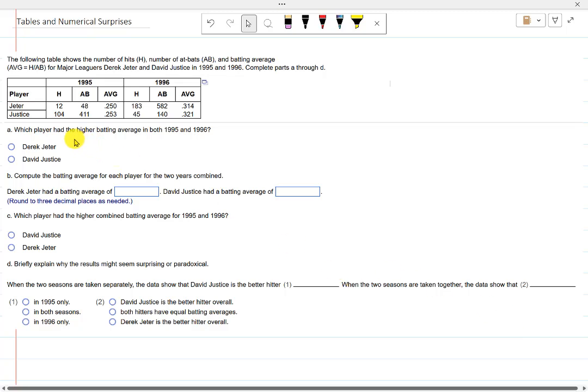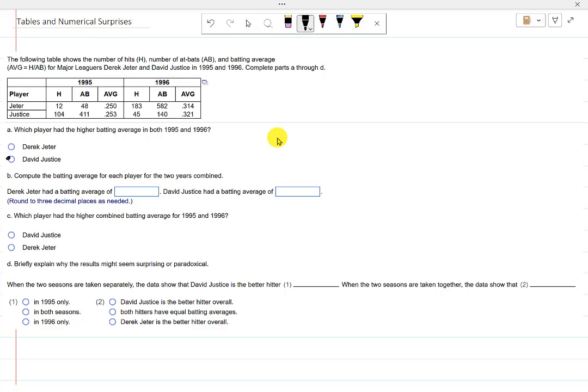Which player had a higher batting average in both 1995 and 1996? If you look, in 1995, David Justice had a higher average, and in 1996, David Justice also had a higher average. So for both 1995 and 1996, David Justice would be the correct answer.